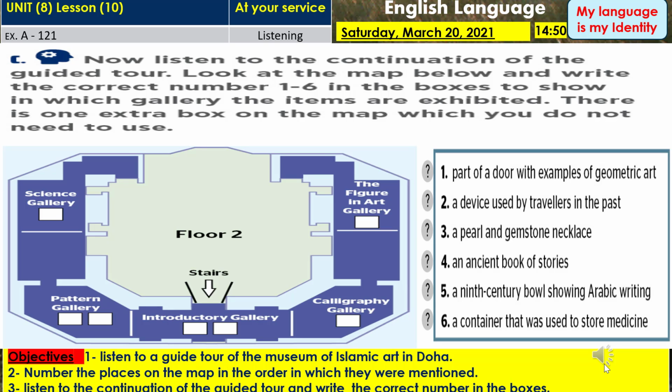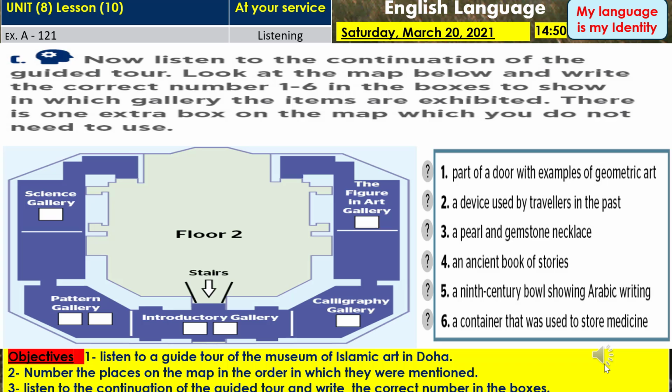C. Now listen to the continuation of the guided tour. Look at the map below and write the correct number 1 to 6 in the boxes to show in which gallery the items are exhibited. There is one extra box on the map which you do not need to use. Part 2.